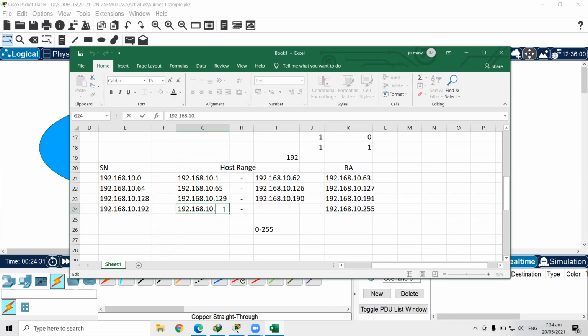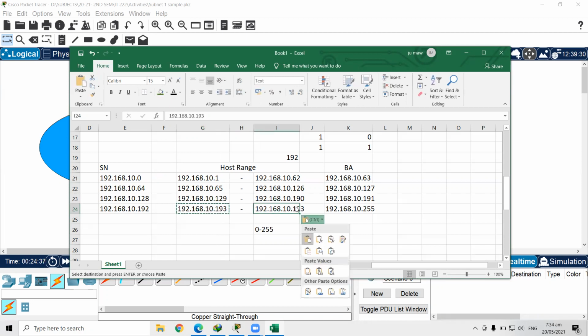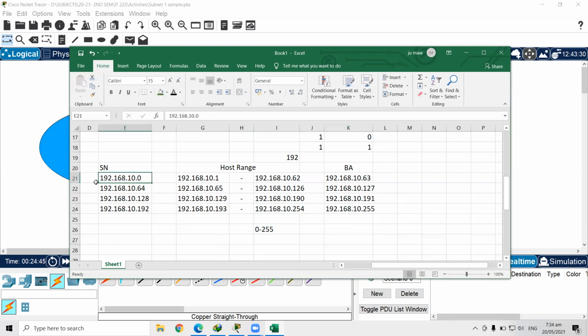Okay, so, next is ito. So, this will be 193 up to, anong value nito? 255, so that is 254. Ayan. So, ito na yung subnets mo. Subnet number 1, 2, 3, 4. Ayan. So, 4 subnets.